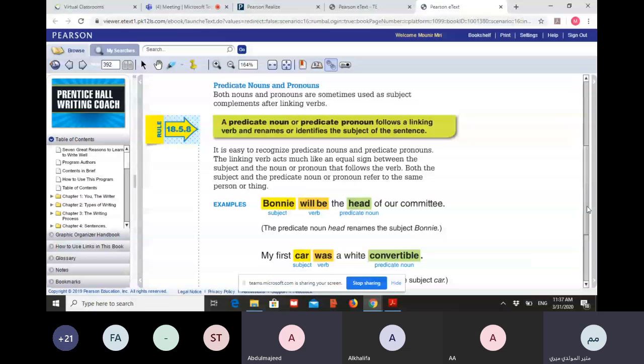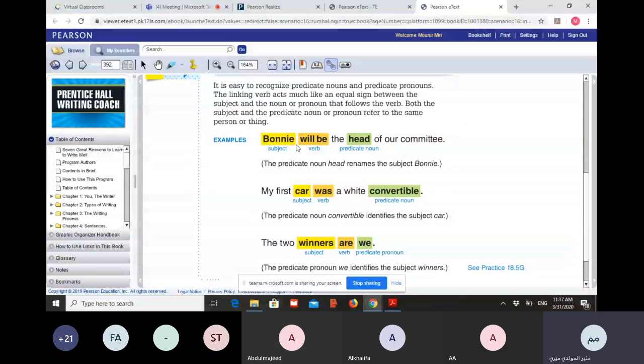So here, we talked about two different things. We have a predicate noun or a predicate pronoun. What matters most is that they come after a linking verb. Either you find them as a noun, like the following examples. Here we have, Bonnie will be the head of our committee. Bonnie is the subject, will be is the verb, and head is a predicate noun. So head is a noun, a predicate noun that identifies the subject Bonnie.